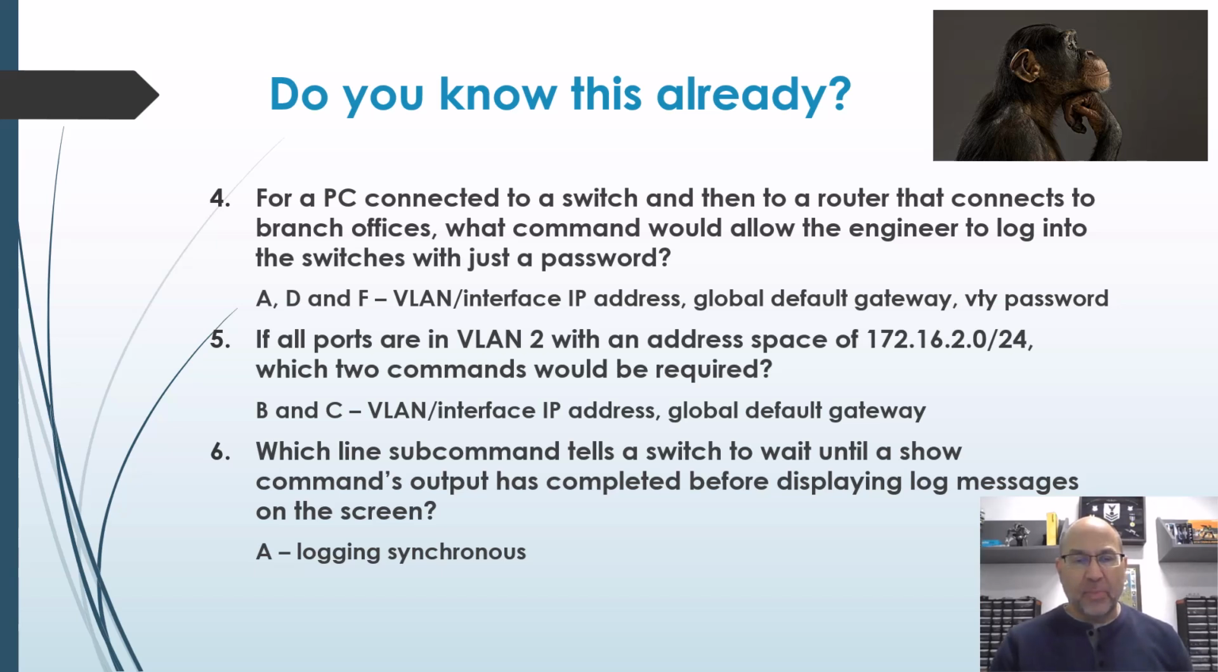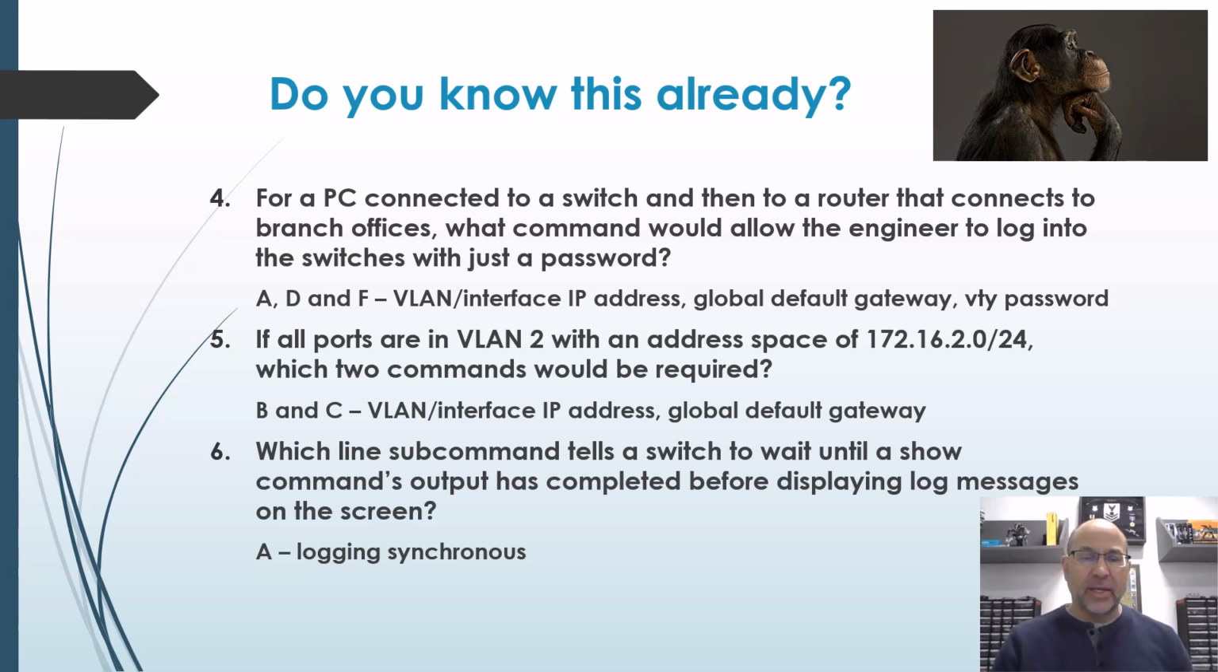Question number 5, if all ports are in VLAN 2 with an address space of 172.16.2.0, which 2 commands would be required? This is a networking question again. So the first thing that we would need, obviously, is an IP address on the switch. We put that on the VLAN. And then if we want to be able to get to it from everywhere, the question was a little bit longer than this, we need a global default gateway.